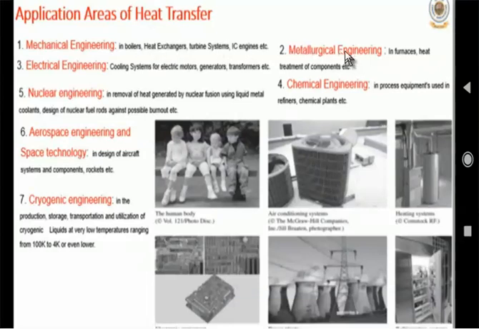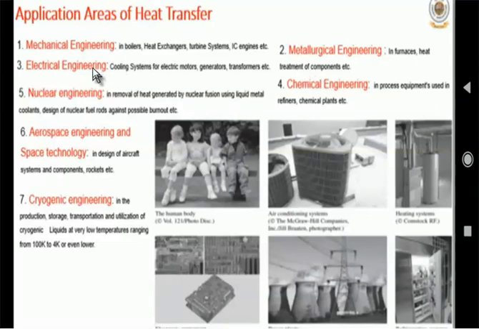In metallurgical engineering, the furnaces and heat treatment of components. In the metallurgical engineering field, you can use this heat transfer concept in the furnaces and heat treatment of components. Okay.